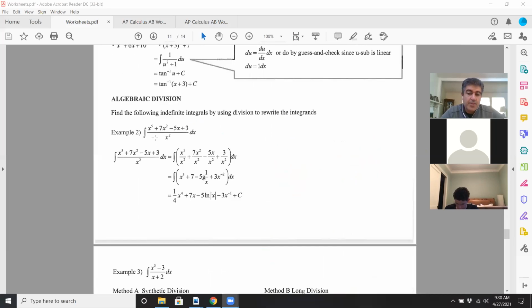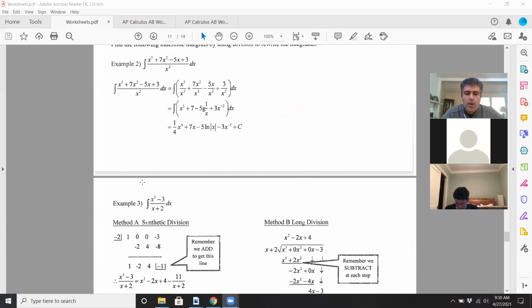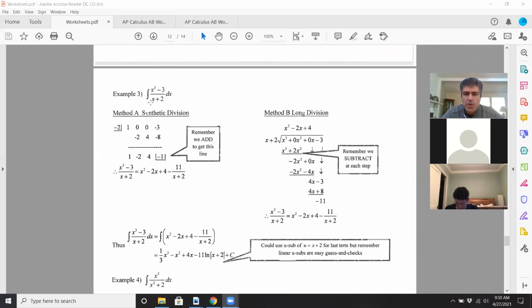You might get something like this that's really weird, where again, a u sub right away won't work. But because you have a single term down below, you have the liberty of breaking apart this fraction in this fashion, and then you just do the integral of each term separately. So look for that.